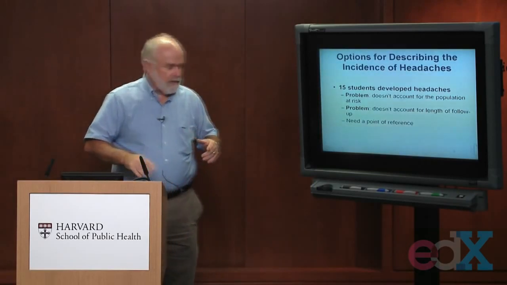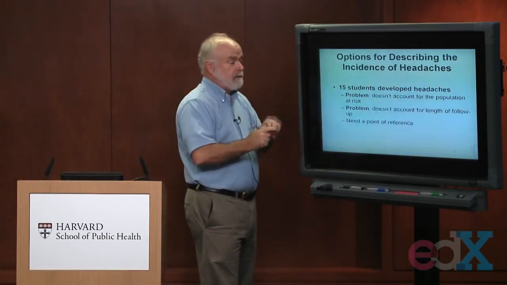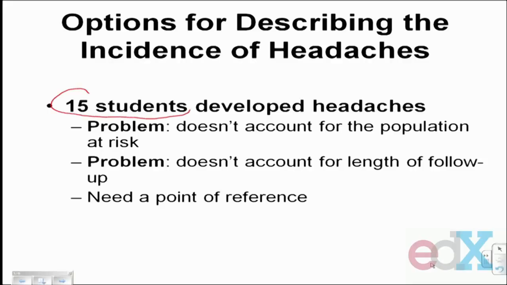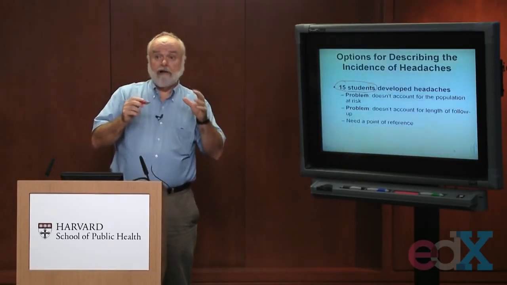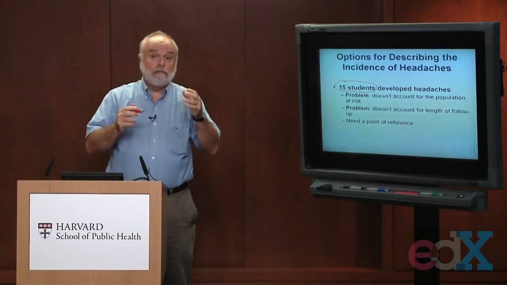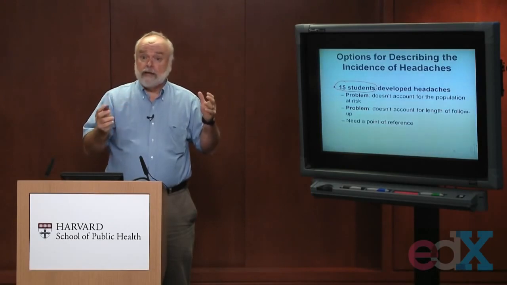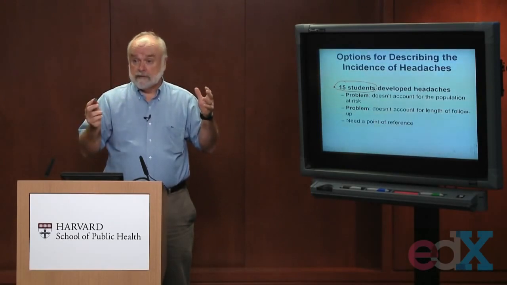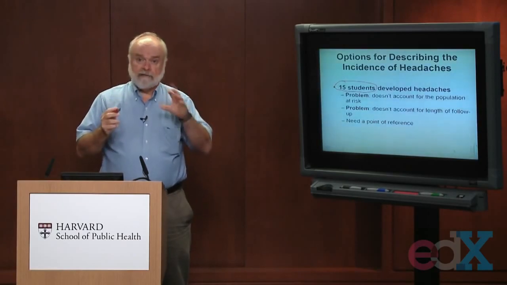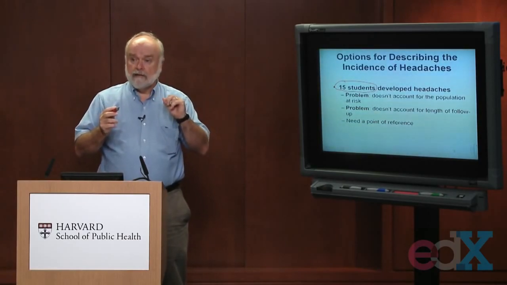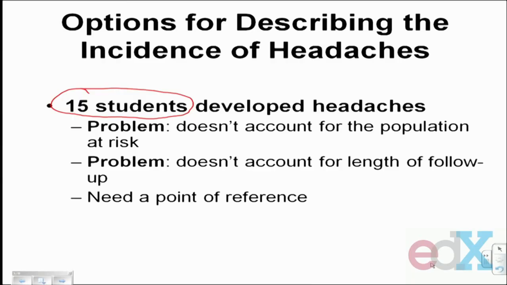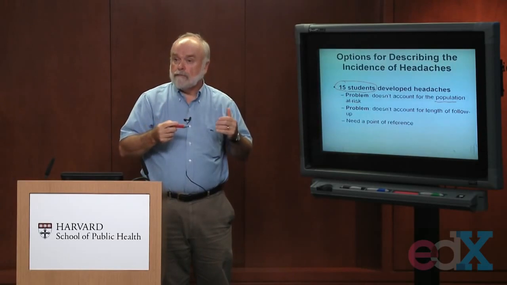What if you just report that in this study of 100 people, 15 people developed headaches? Would that be enough? Well, if I didn't tell you I was following 100 people for 7 days, and all you told me is that 15 of the students developed headaches, I don't know whether that's 15 out of 15 students or 15 out of 1,000 students. So the problem is there's no point of reference if you just give me the raw number of new cases. It doesn't account for the size of this population at risk, how many students were at risk for developing a headache. It also doesn't take into account the length of time that they're being followed.